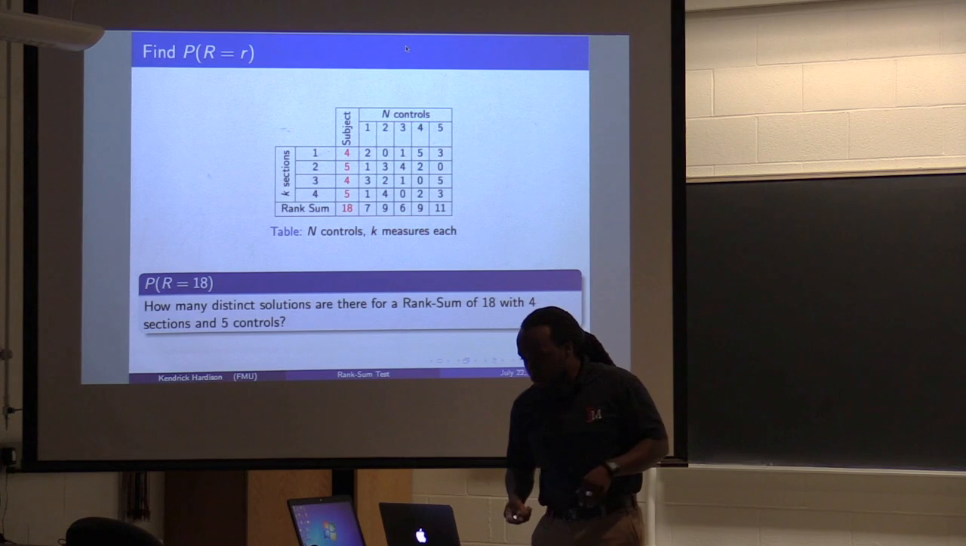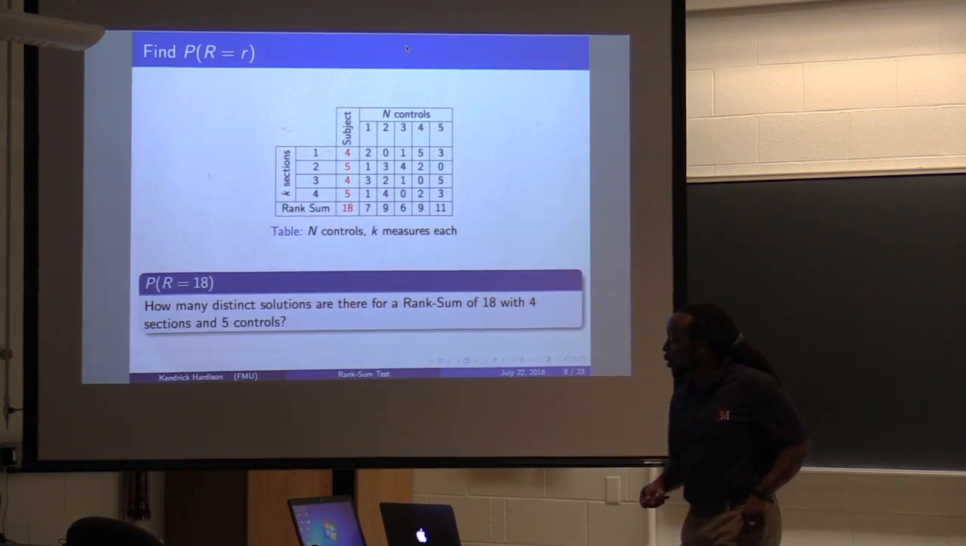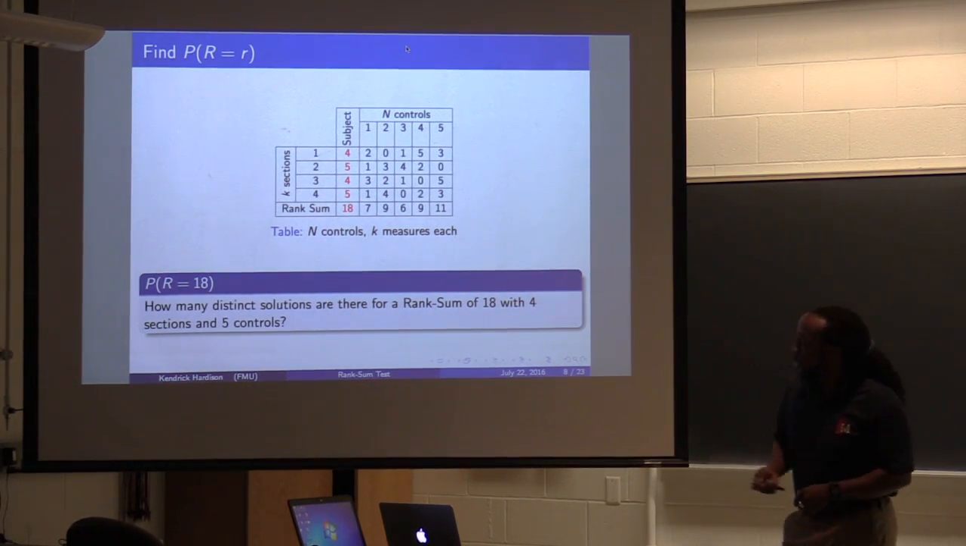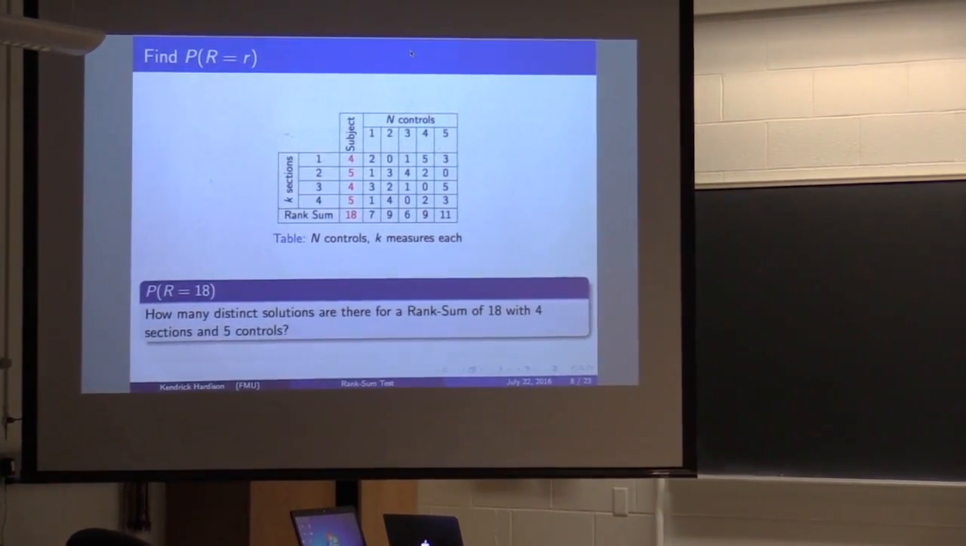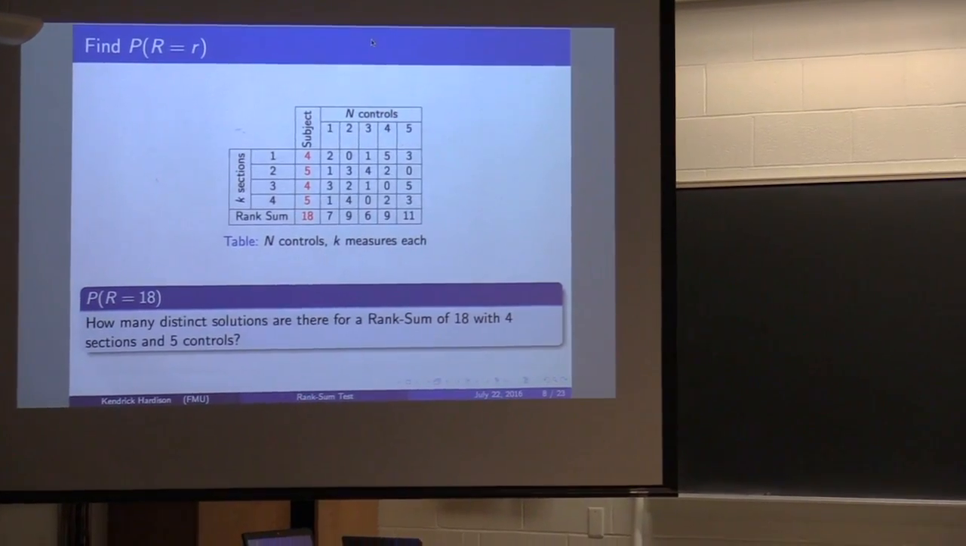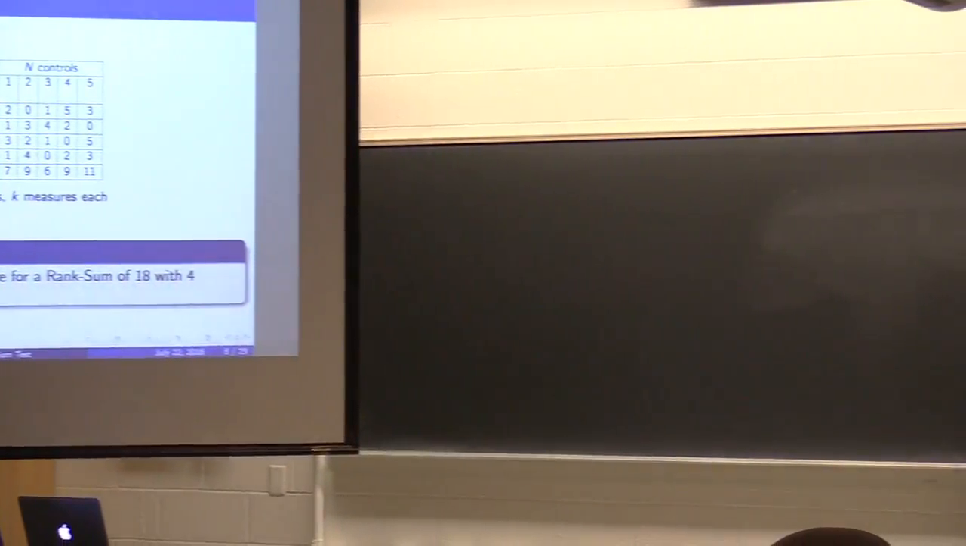This brings us to the probability of R equaling 18. And we can find it by saying how many distinct solutions are there for a rank sum of 18 to be given from 4 sections and 5 controls.